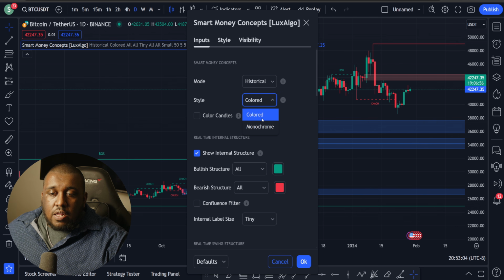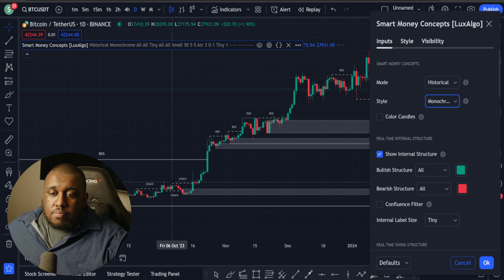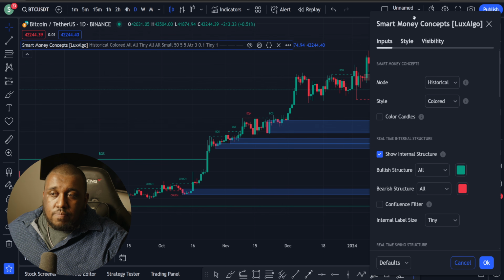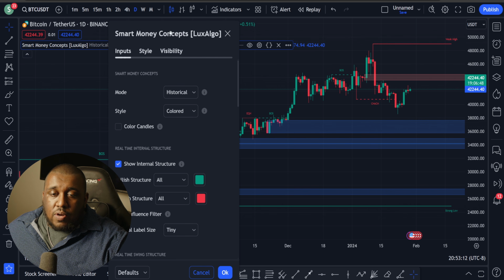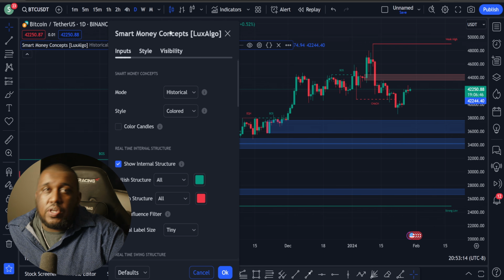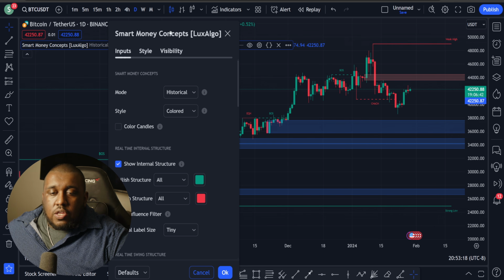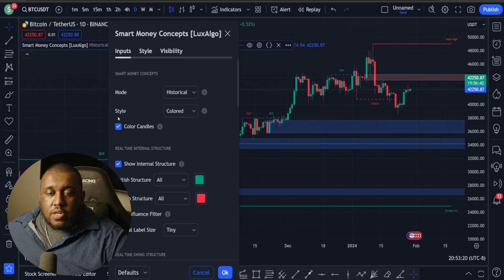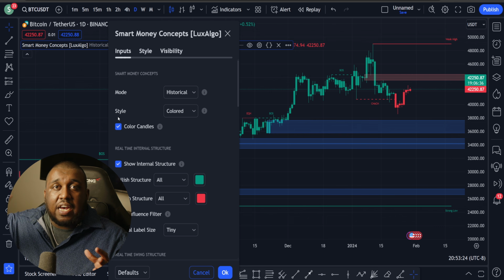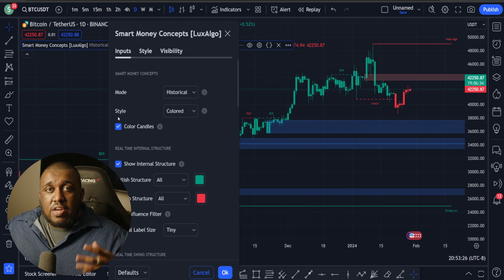Next, I want you to focus on style. You're going to do colored or monochrome. Monochrome just takes away all the color. I like colored, and I'd keep it at historical. Next up, this is a personal preference, but I would recommend that if you're new to trading and you want to make your trading just a little bit easier, you're going to turn the color candles on. And so when you have a green change of character, the candles afterwards are going to be green. If you have a red change of character, the colors are going to be red.